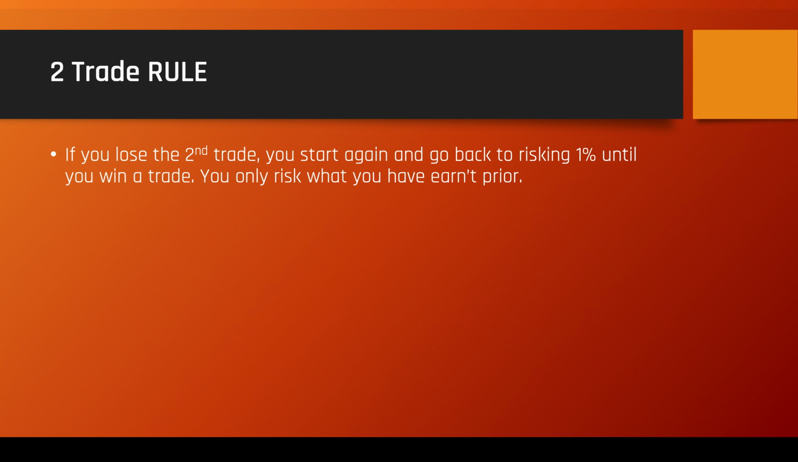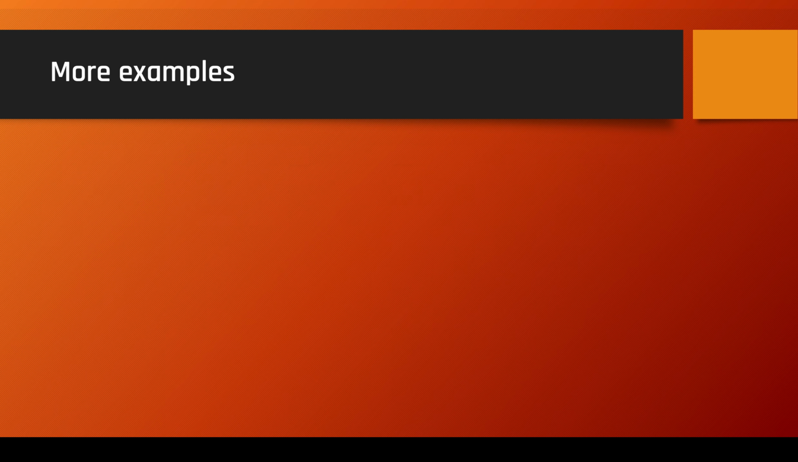Now, if you lose your second trade, which is the compounding trade, the one you put the 4% risk on, start going back to risking 1% until you win that 1 to 3% trade. Because you only ever risk what you have earned in the previous trade. You're never actually risking more than 1% of your capital, if that makes sense. And this rule is imperative to protecting your capital at the end of the day.